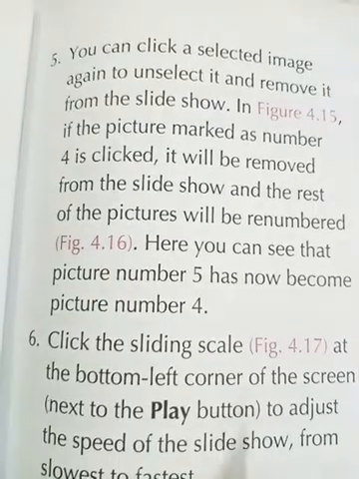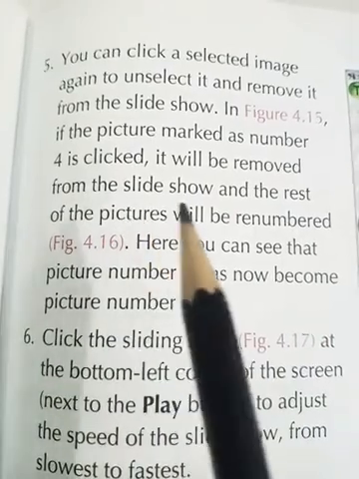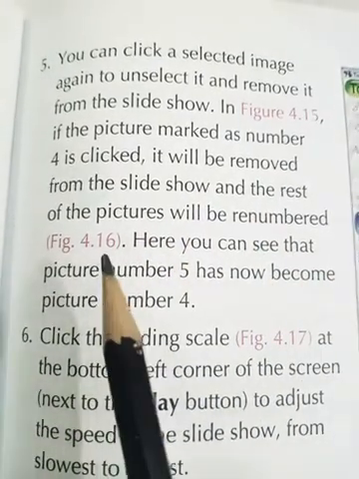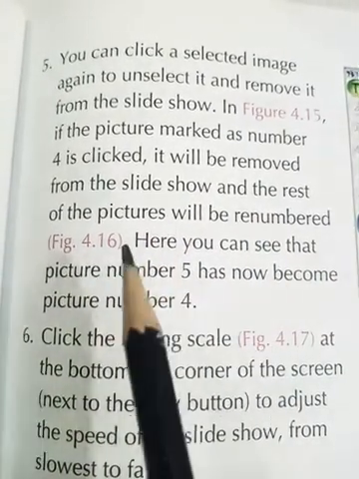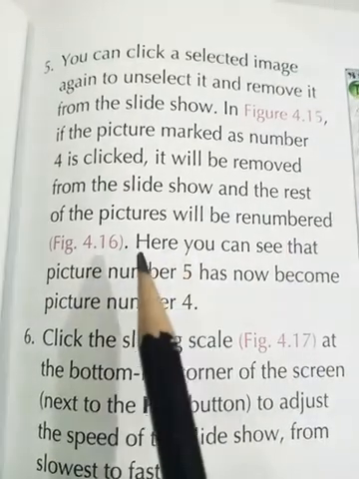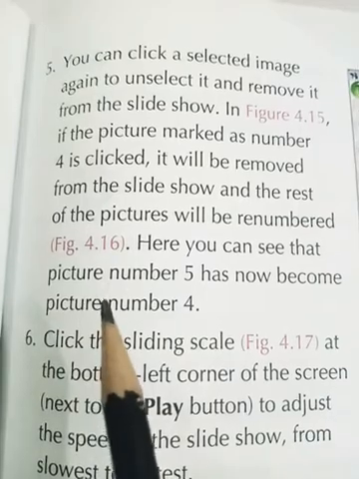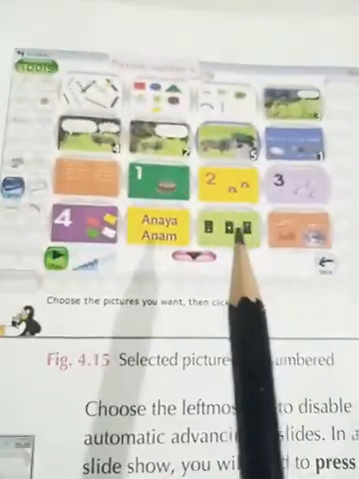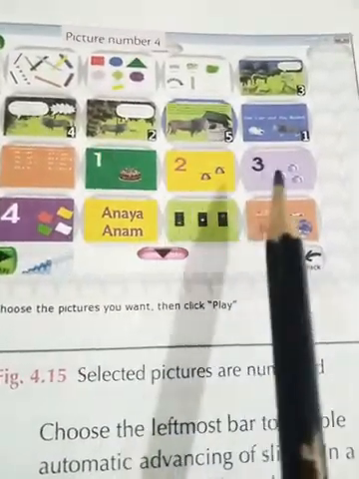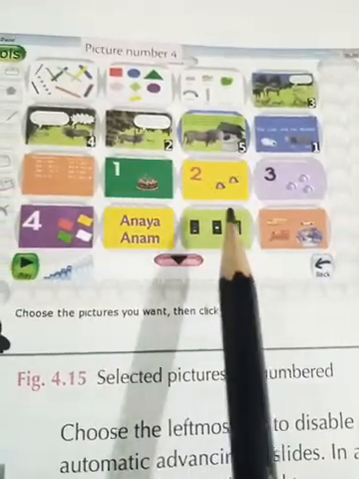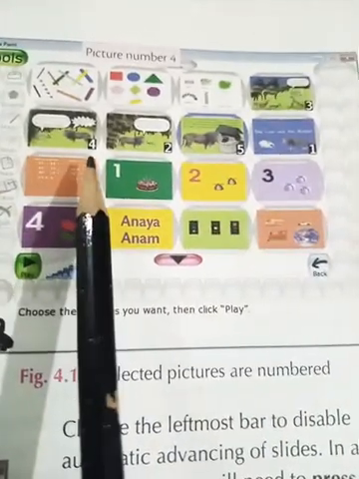You can click a selected image again to unselect it and remove it from the slideshow. In figure 4.15, if the picture marked as number 4 is clicked, it will be removed from the slideshow and the rest of the pictures will be renumbered. Figure 4.16. See here, this picture is assigned as number 4.